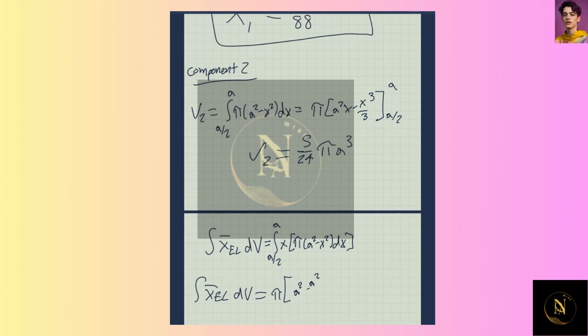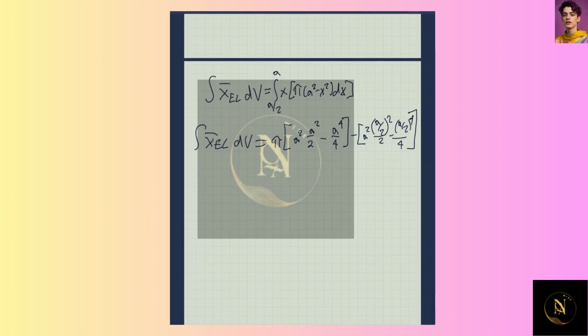Simplifying, we get pi times a squared over 2 minus a to the 4th over 4 minus a squared, a over 2 squared over 2, minus a over 2 to the 4th over 4. And so this works out to be 9 over 64 pi a to the 4th.